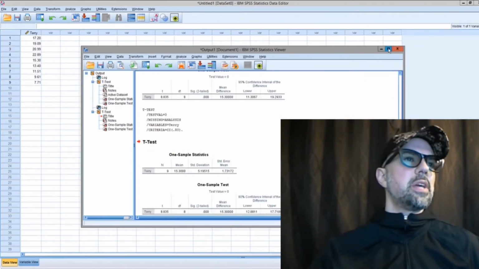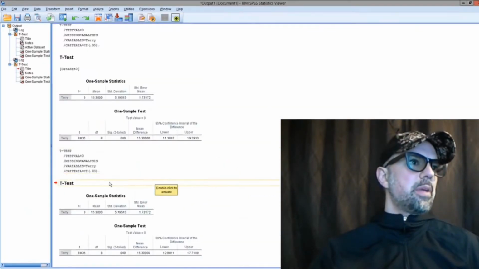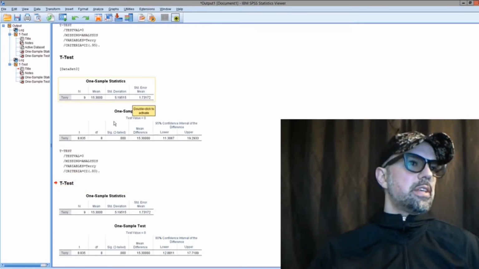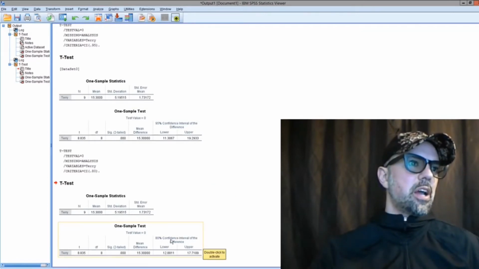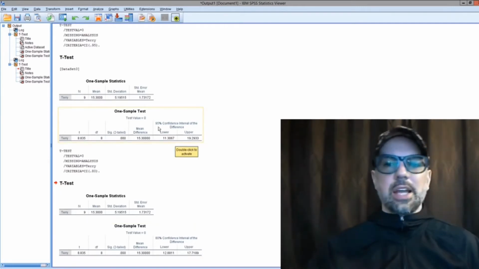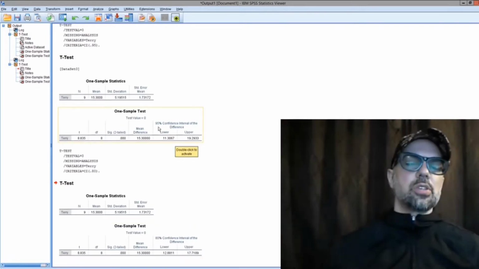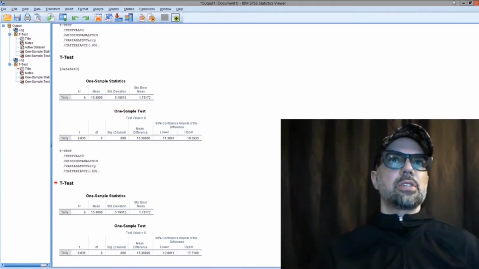And notice that SPSS is being very friendly because it added the output right below our previous test, and also it labels it very nicely. So it's very clear. This is the 80% confidence interval. This one up here is the 95% confidence interval. So there's no chance that you're going to confuse yourself.